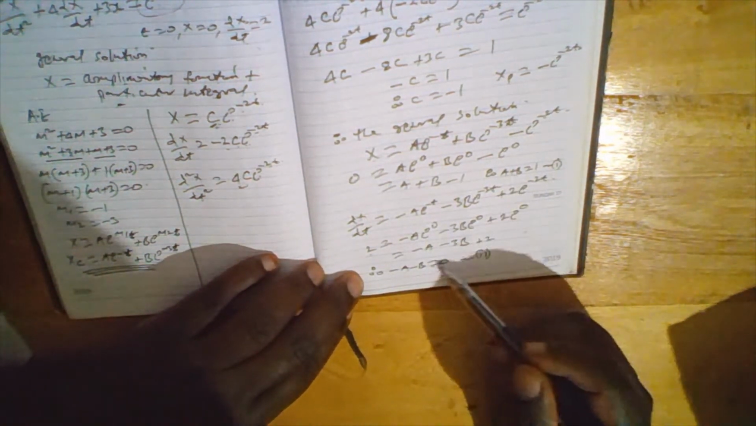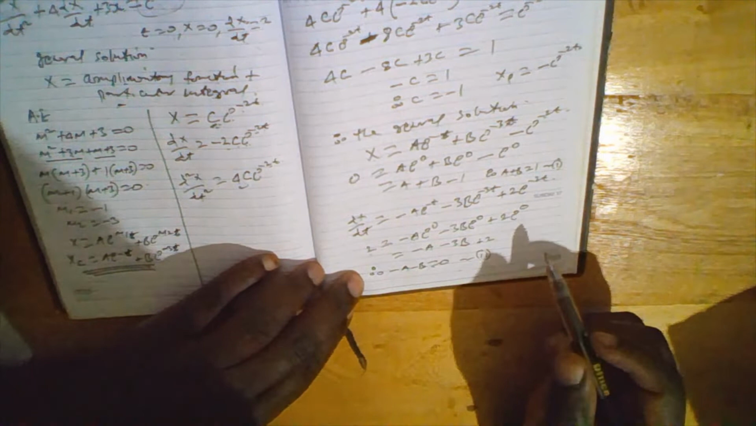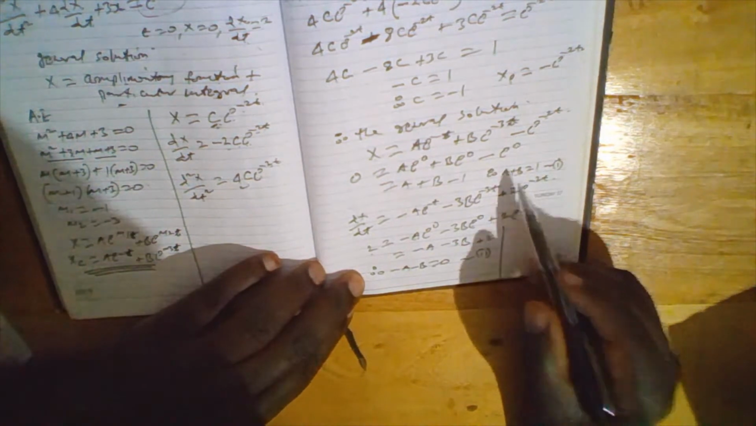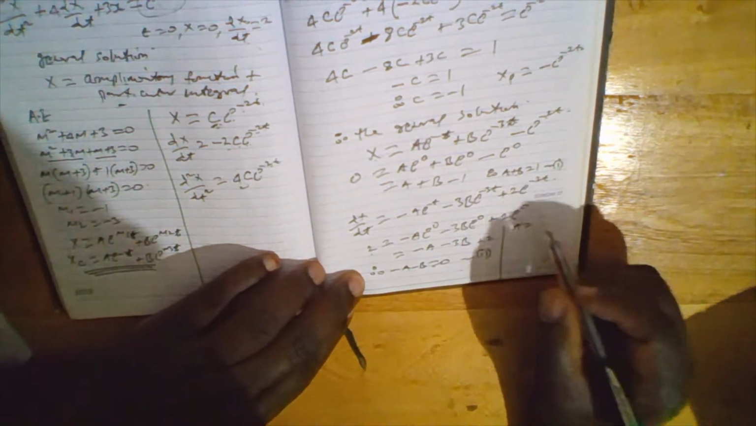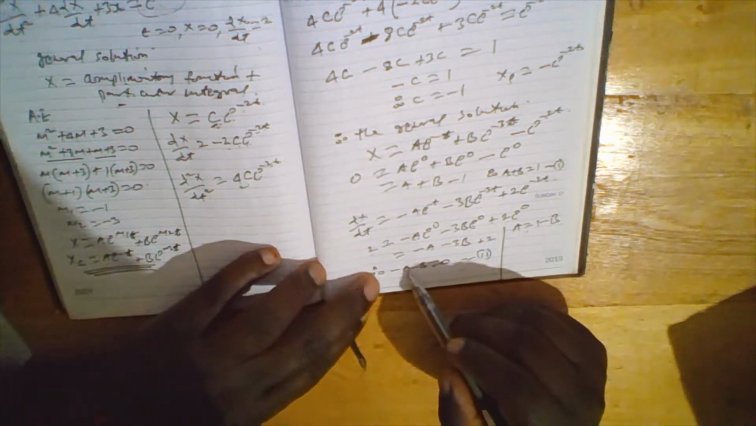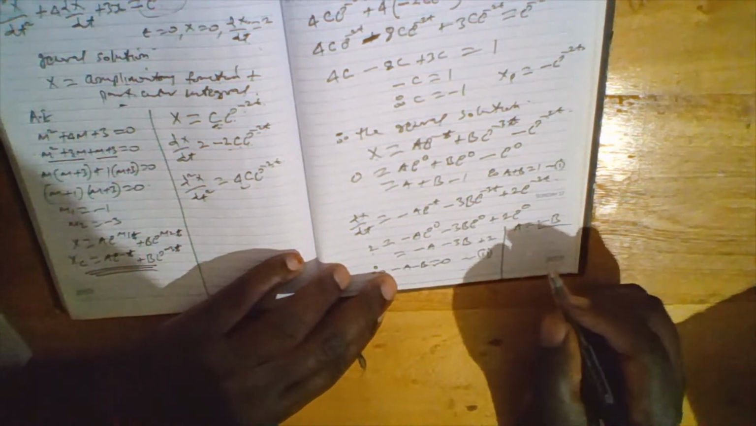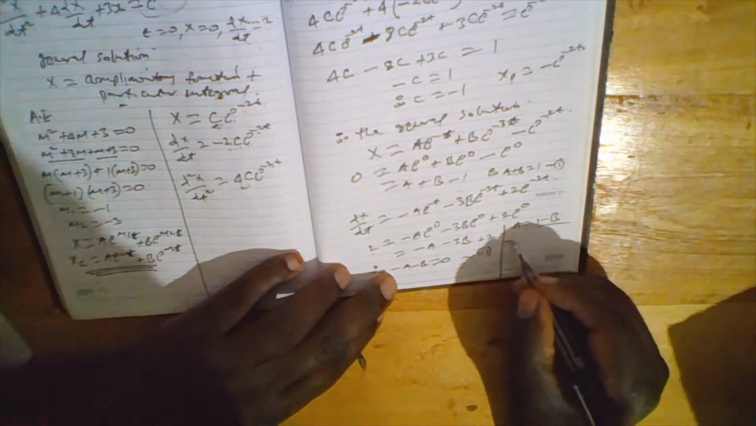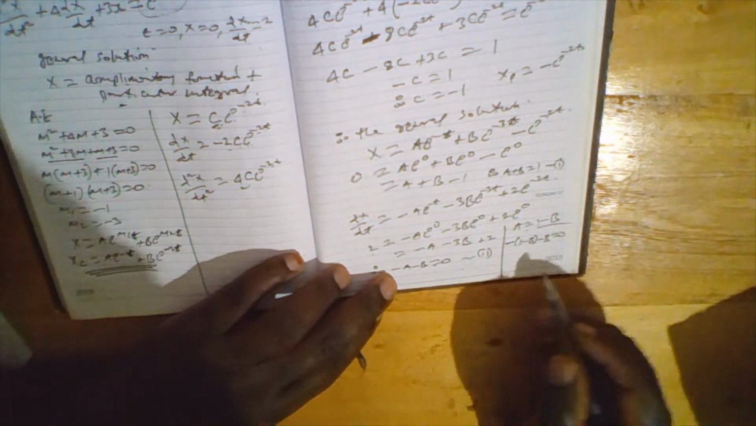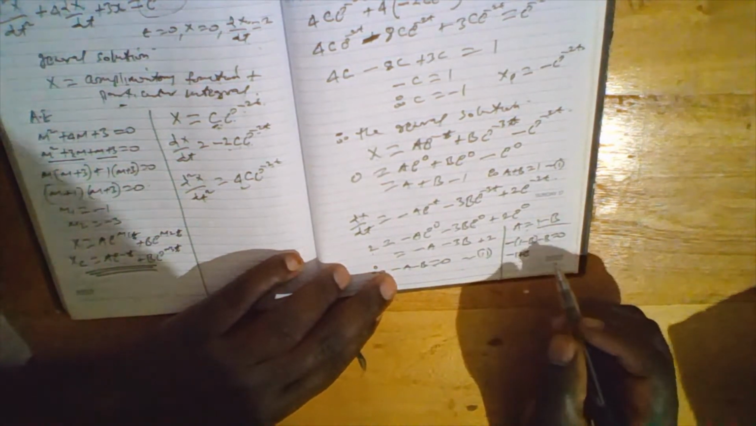Therefore, we solve these two equations so that we can get the values of a and b. Now, we can make a the subject from equation 1. So a will be equal to 1 minus b. Where there is a in the second equation, we replace it with 1 minus b. Therefore, here we have minus into 1 minus b.